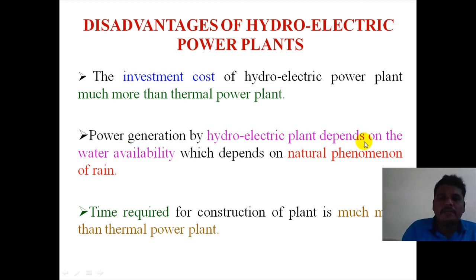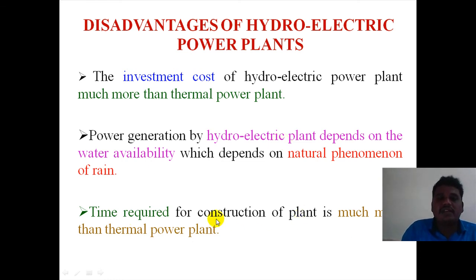Power generation by hydroelectric power plants depends upon water availability. The power generation depends upon the water availability only. Without water, they can't generate electric power. That means it depends upon natural phenomena. If there is no rainfall in the year, no hydroelectric power is produced. That is one of the disadvantages.